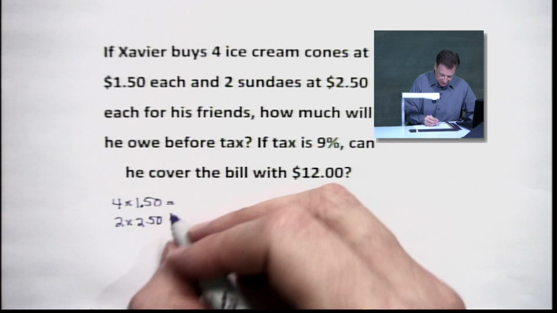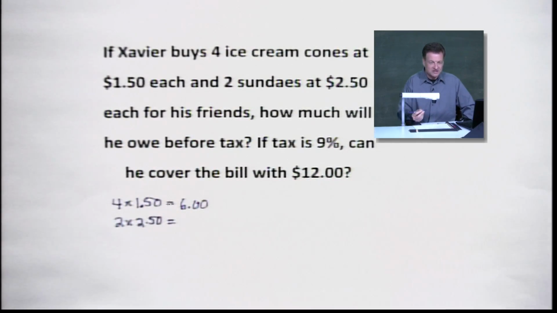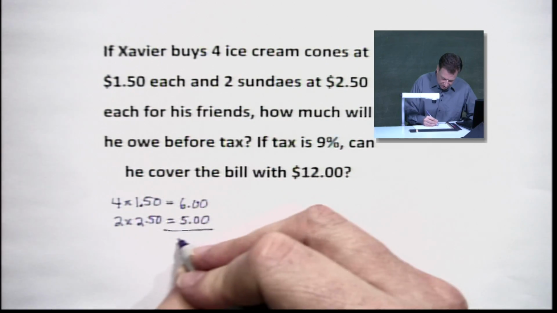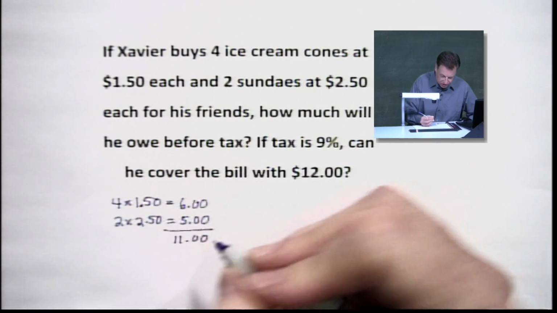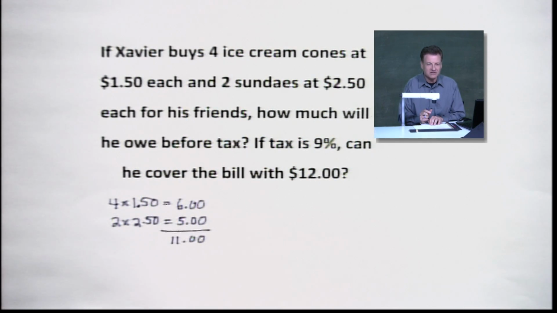4 times $1.50, that's going to be $6. And 2 times $2.50 is going to be $5. All right, so far so good, Xavier. You're at $11. Your tax is at 9%. We're going to give you that little reprieve. Some places it's 9.25, some places it's 9.75. We're going to go with a good old straight 9% here.